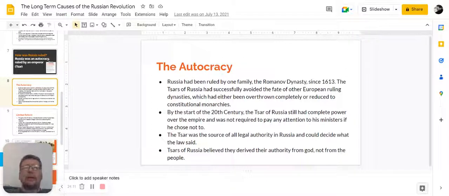When Nicholas II came to the throne, he wasn't particularly happy about this at all. It disrupted his otherwise happy life. He said, why has this terrible fate befallen me? However, he was incapable of giving up any of the power that he had received. One of the reasons for that is he said, well, this power was given to me by God himself. It's not mine to give up. I can't just go doing that.